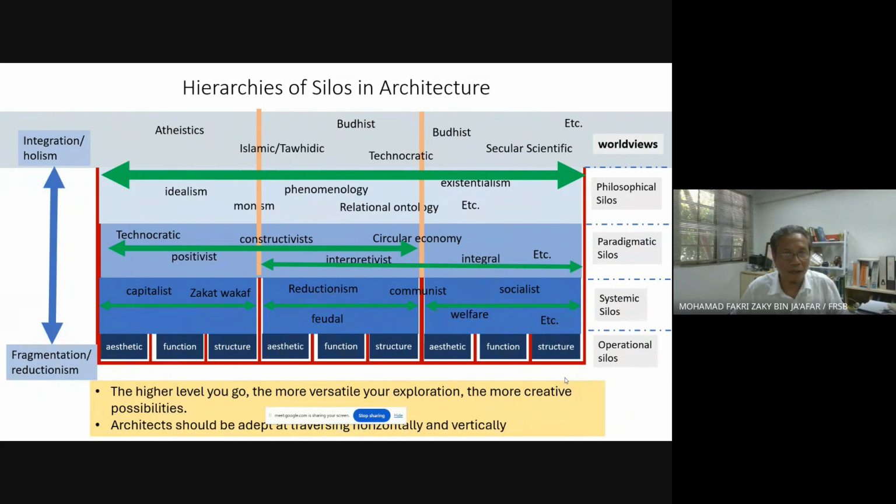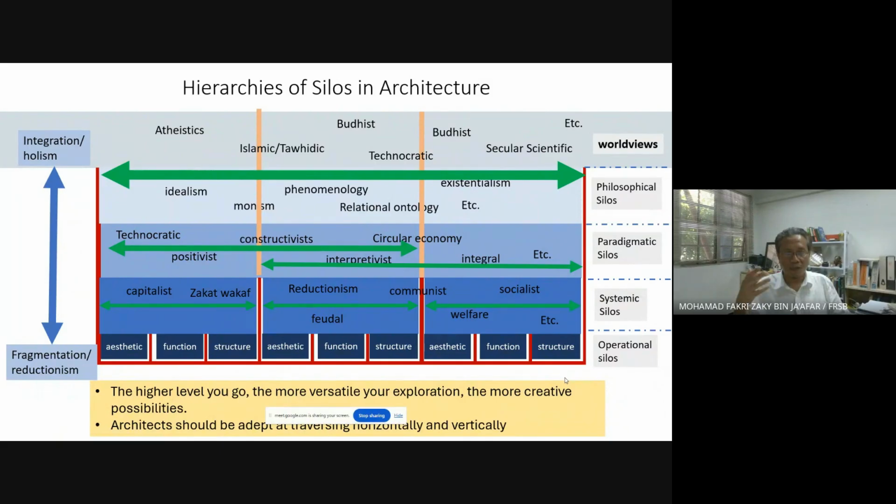Beyond that, at a higher level, we are talking about philosophical silos. If you adopt one particular philosophy, you will most likely be operating within that philosophy. And higher than philosophy are worldviews. This goes to religion, spirituality, the way you view the world, the way you understand. It's almost like an ontological discussion of what things are.